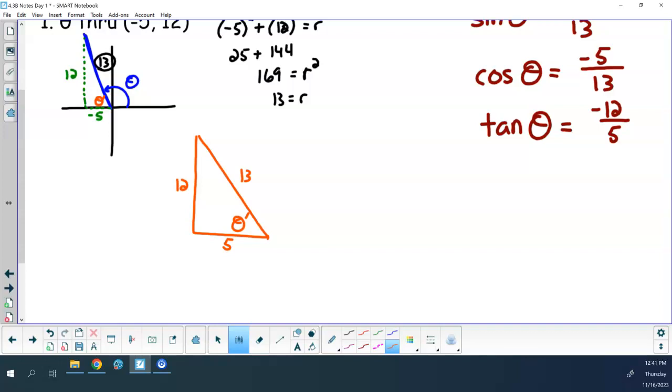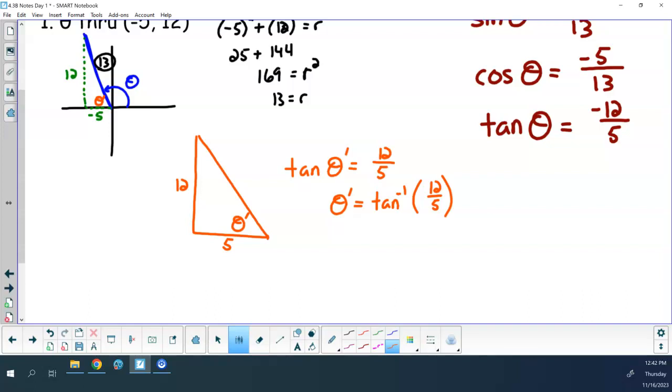Okay? So how am I going to find the reference angle there? Let's get rid of that, so we can use the tangent. The tangent of theta prime is going to be 12/5. Agree? Which means theta prime is going to be the inverse tangent of 12/5, because we don't care about the negative.